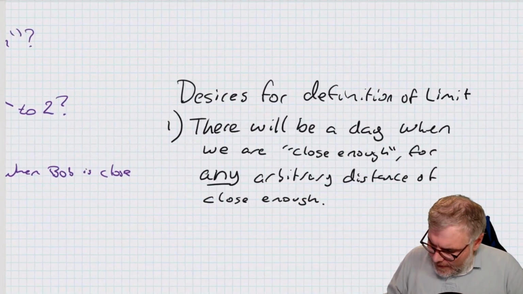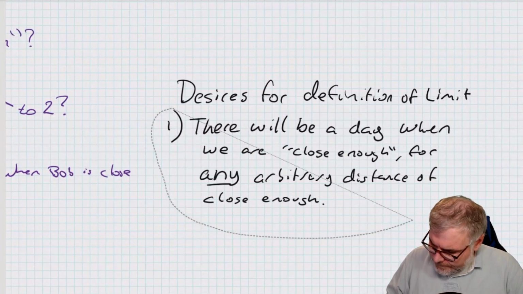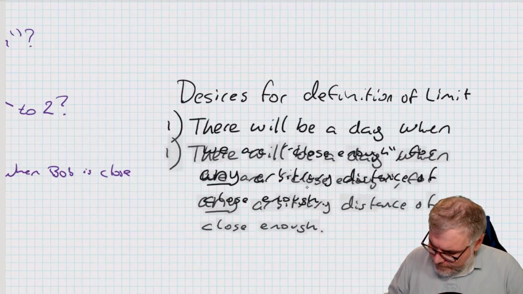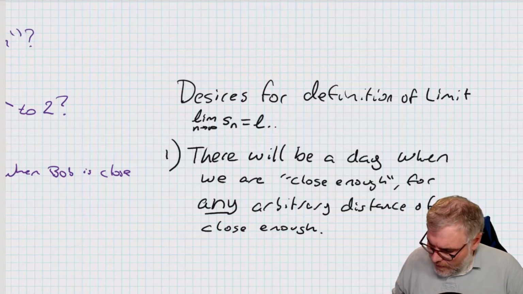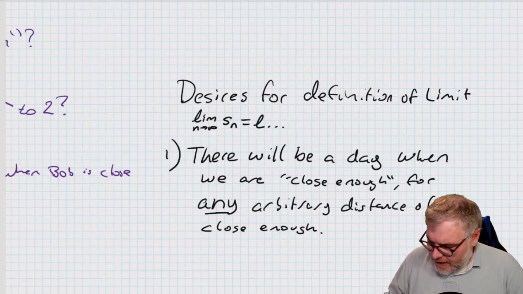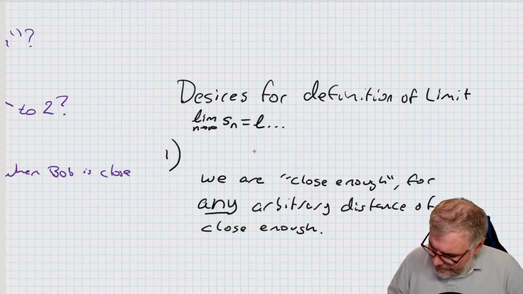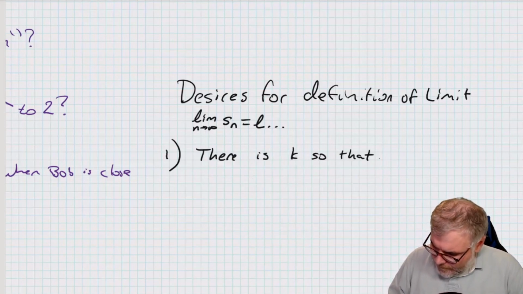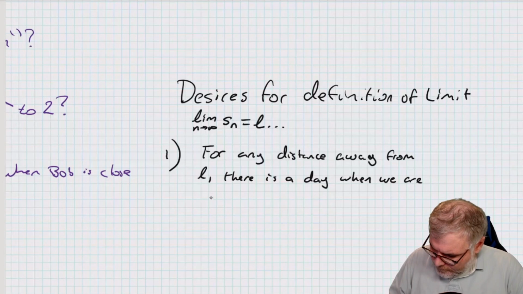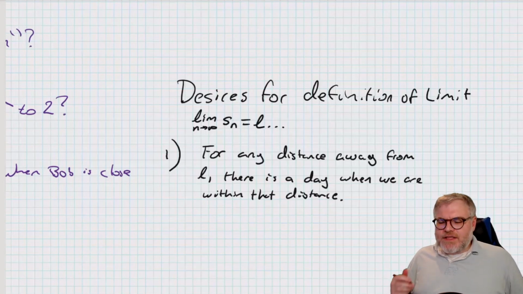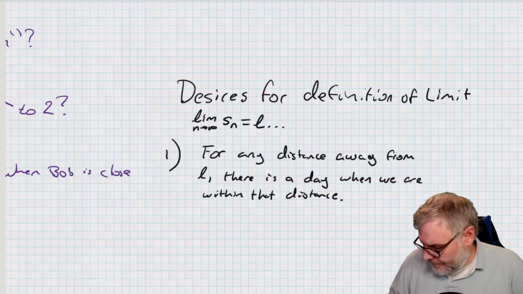So we are going to say the limit as n goes to infinity of Sn equals L. What do we want from this? We want there to be a day when we are close enough for any arbitrary epsilon. In other words, we can get close enough for any definition of close enough.